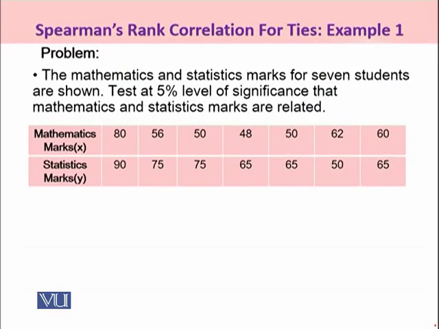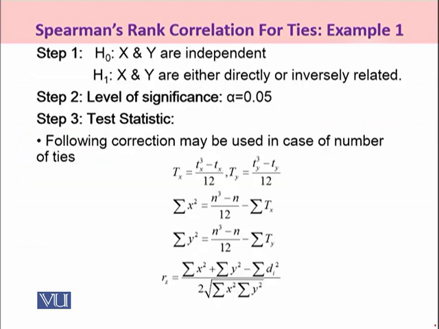The problem in hand is the mathematics and statistics marks for 7 students, and we are required to test at 5% level of significance whether the mathematics and statistics marks are related to each other. So students, the first thing we need to do is rank these observations from smallest to largest, and then calculate Spearman's rank correlation for them.